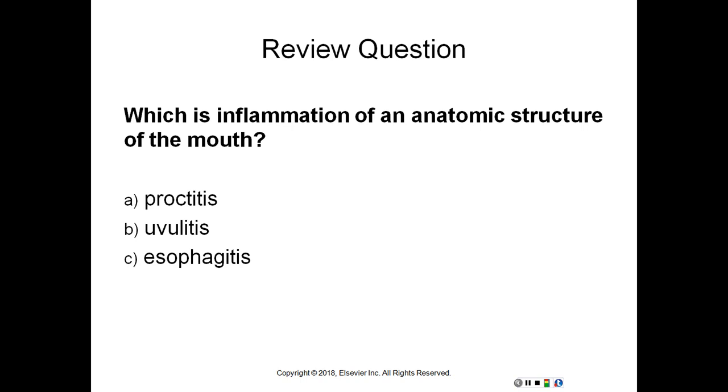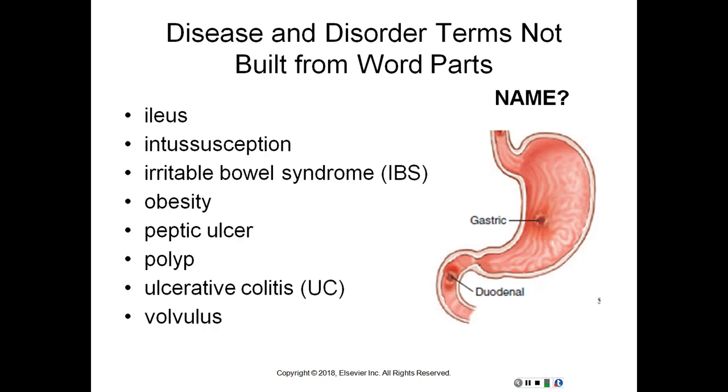And then we have diseases and disorders not built from word parts for this chapter. So again, just take a little bit more time to learn them. Adhesion, abnormal growing together of two peritoneal surfaces that normally are separated. Celiac disease, malabsorption syndrome caused by an immune reaction to gluten, a protein in wheat, rye, and barley, which may damage the lining of the small intestine that is responsible for absorption of food into the bloodstream.